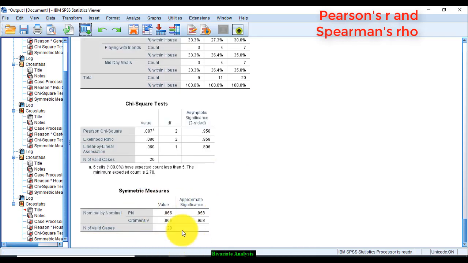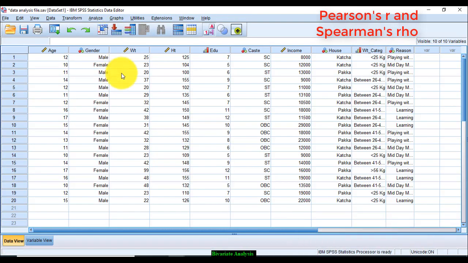Also, checking the strength of relationship, phi and Cramer's V values are not significant. Phi value is 0.066. It shows the weak relationship between the reasons to go to school and the type of house. To check the strength and direction of the relationship between two scale variables, we use Pearson's R.